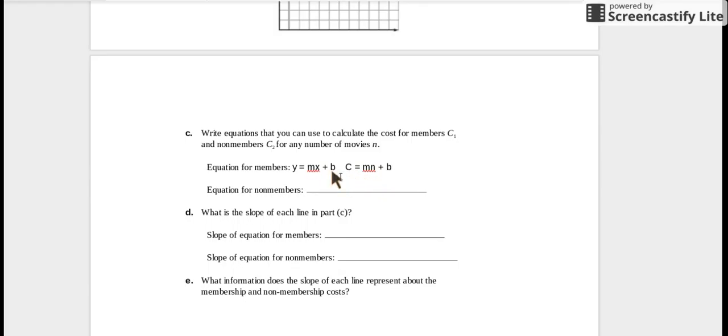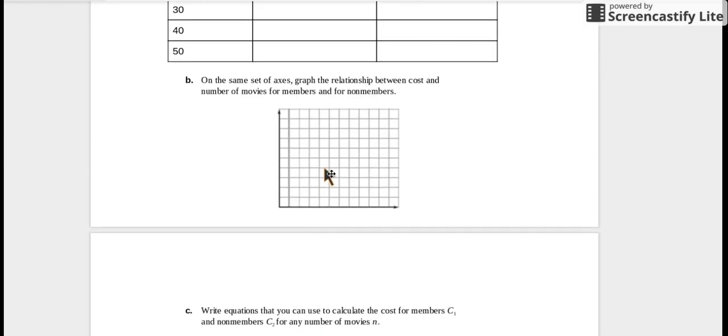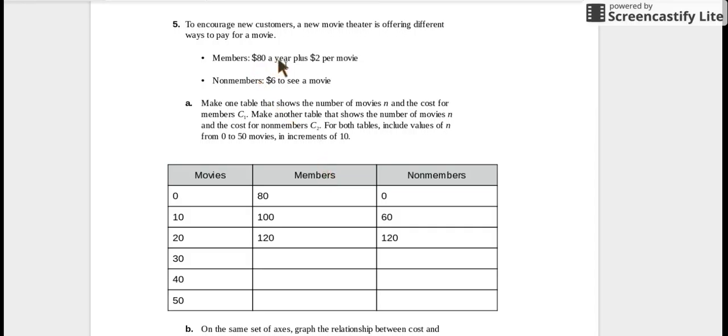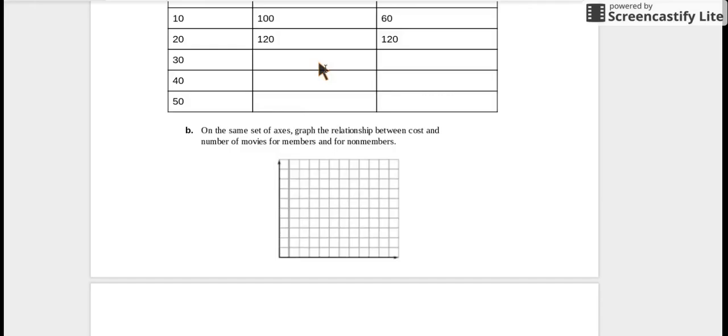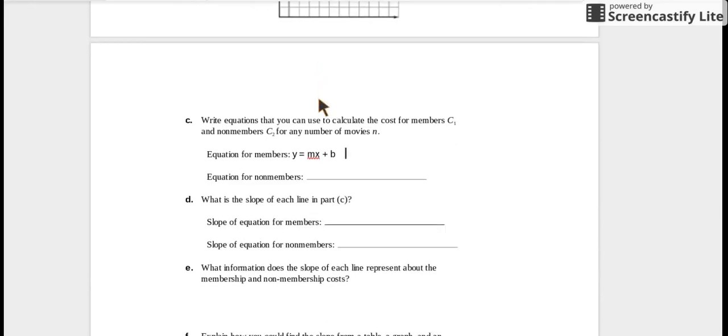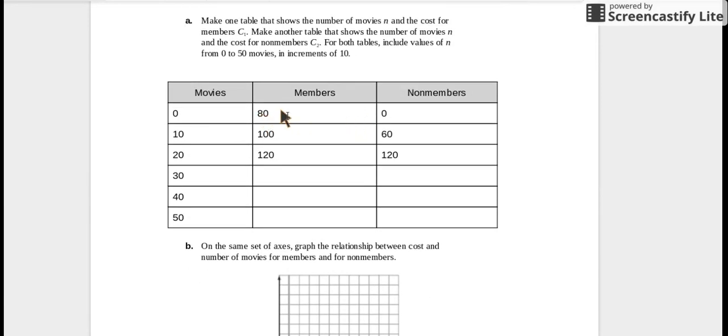But if you wrote it either way, it's not a big deal. So your first equation for your members, if we look at the information, it says for every one movie, you're paying $2. So your constant rate of change is going to be 2x. And your starting point, you just use the table, so that'd be your b.